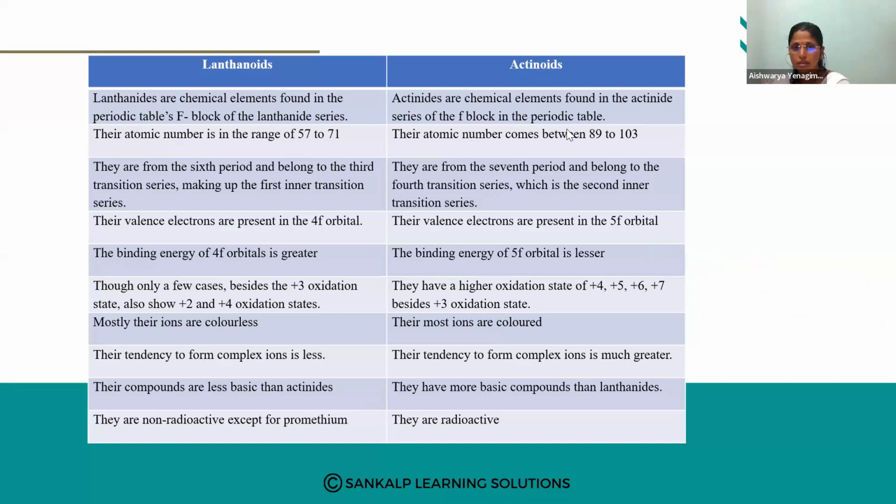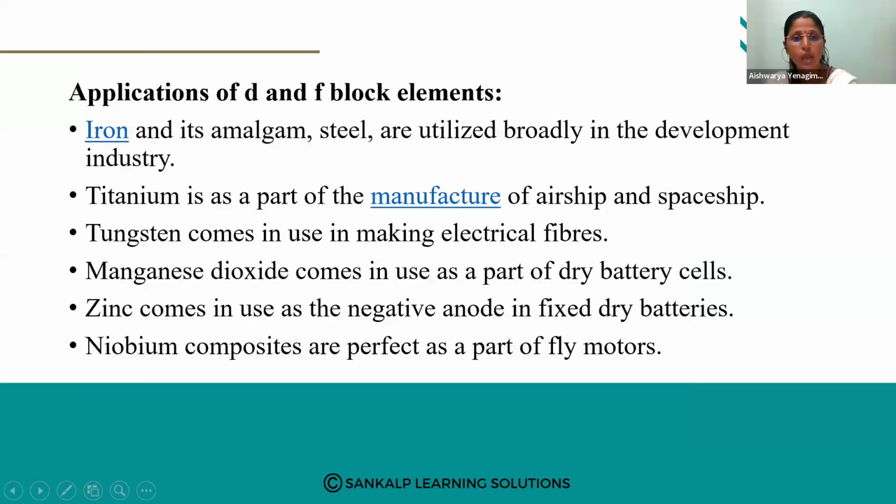Uranium, the naturally occurring radioactive elements, and those after uranium. Yes, so this is about the actinides.